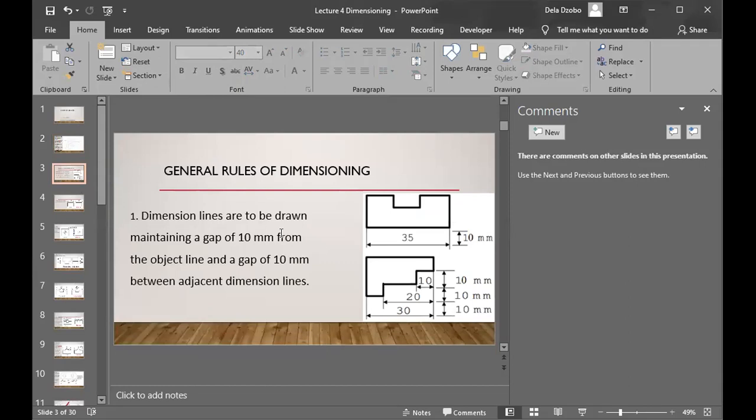Now, the first one is that dimension lines are to be drawn while maintaining a gap of 10 millimeters from the object line. So here is our object.